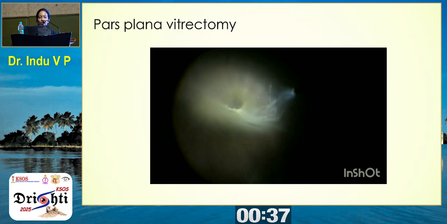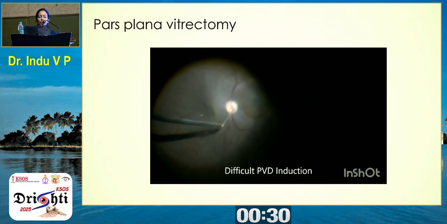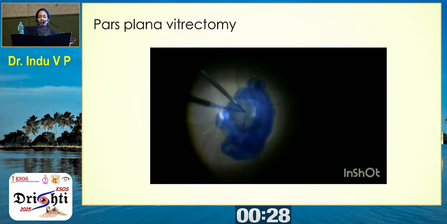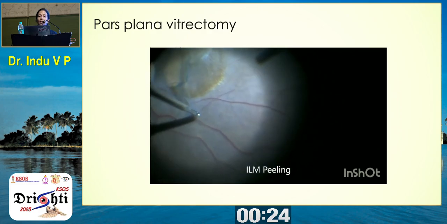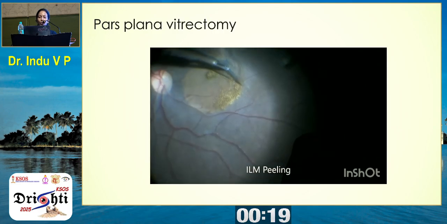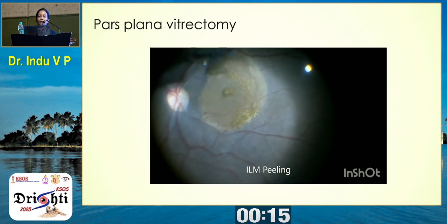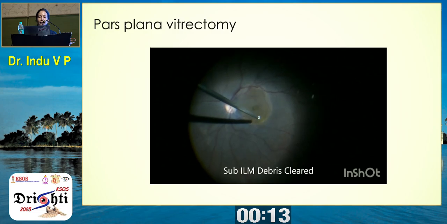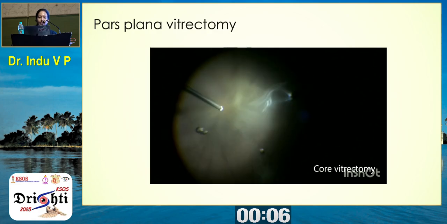So this is a young patient who presented with a non-resolving vitreous hemorrhage. After doing a pars plana vitrectomy, you find that the ILM is very taut and there is blood debris under the ILM. So it was actually a sub-ILM hemorrhage which had broken through to a vitreous hemorrhage. So the ILM is being peeled. You can see the debris under the ILM. It's actually the RBCs, and that is also being removed. And fluid-air exchange is being done.